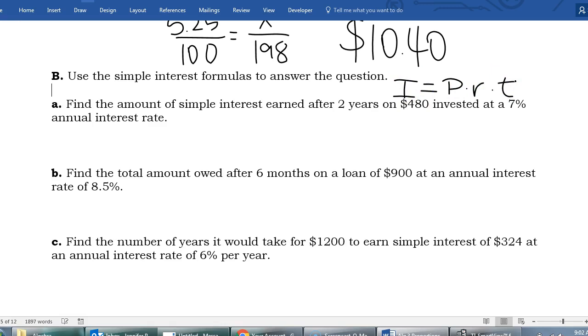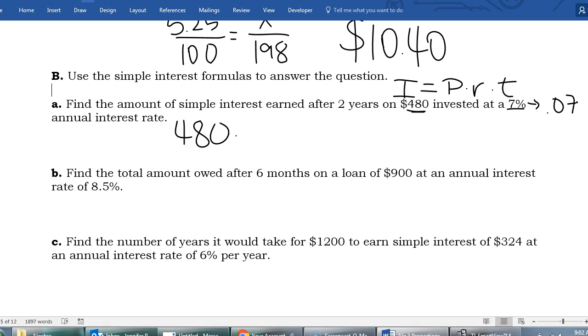Okay, so to get the interest, we need the principal. Principal is how much we start with. We start with $480 multiplied by the rate. The rate given is 7%, but I need to change that into a decimal. That's 0.07. Couple options for percents. Some calculators give you a percent button. If you type 7%, it'll tell you the decimal.